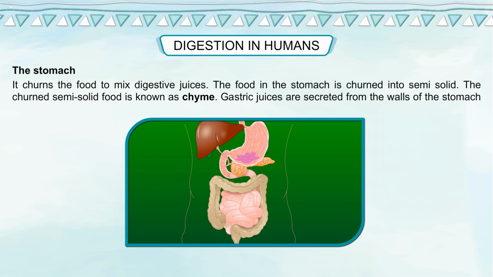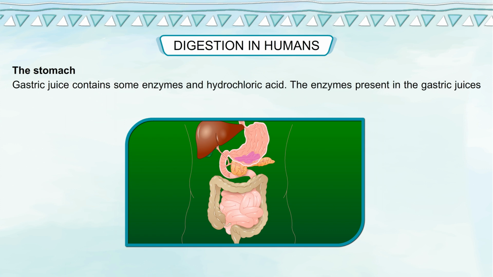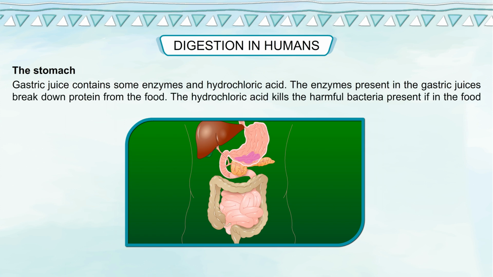Gastric juices are secreted from the walls of the stomach and mixed with the food. Gastric juice contains some enzymes and hydrochloric acid. The enzymes present in the gastric juices break down protein from the food. The hydrochloric acid kills the harmful bacteria present in the food and helps the gastric enzymes to work.